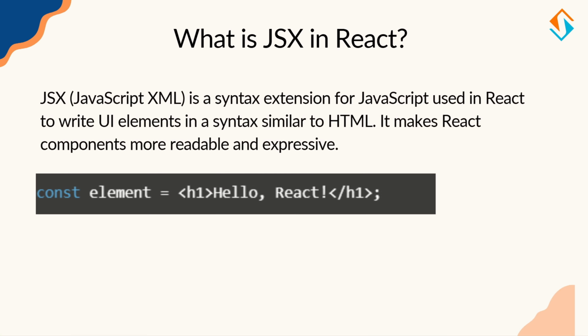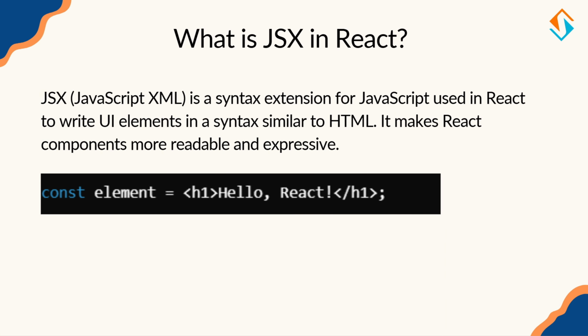So, our next question is, what is JSX in React? JSX means JavaScript XML, and it lets us write HTML-like syntax inside JavaScript. It makes code more readable and easier to write UI components. So here I have given an example. JSX is not valid JavaScript, but React compiles it into JavaScript behind the scenes.